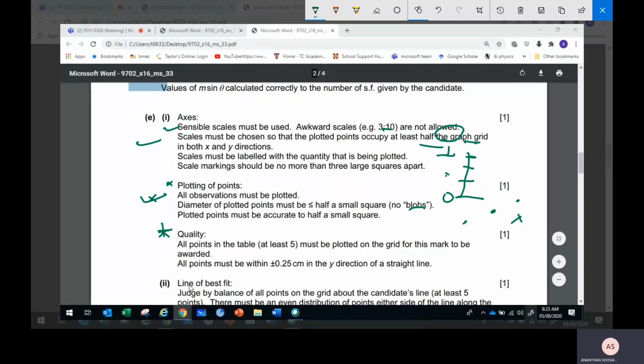Okay. Next, line of best fit. Line of best fit, 1 mark. As I said, whatever line you draw, make sure if 1 point is down, 2 points up, accepted. If 1 point down, 3 points up, wrong. Nothing up, only 1 down, accepted. You know that. 1 point can be anomalous.